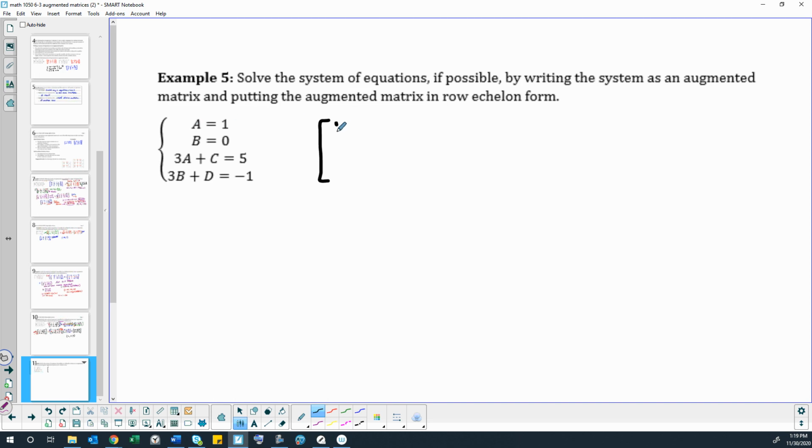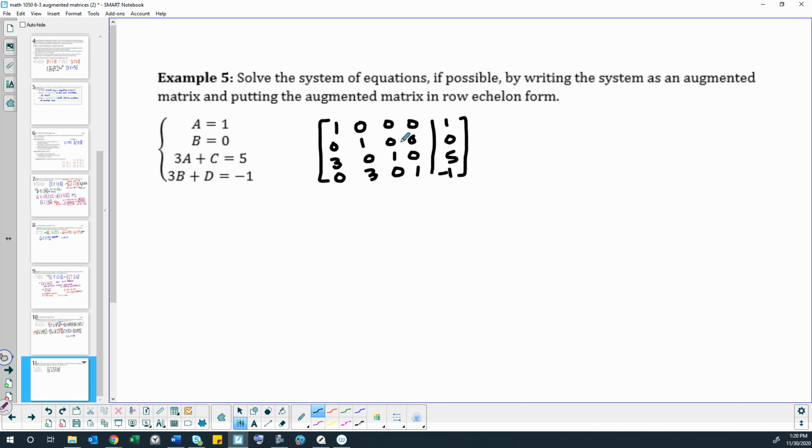So a equals 1. That would mean 1a, so coefficient 1, with 0b, 0c, 0d, and constant 1. So coefficient 1a equals constant 1. That's how we would write that in our matrix. B equals 0, that would be written as a 1 for the coefficient for b, and then a 0 for the constant. 3a plus c would be 3 for a, 1 for c, 5 for the constant, and then the next one would be 0, 3, 0, d, negative 1.